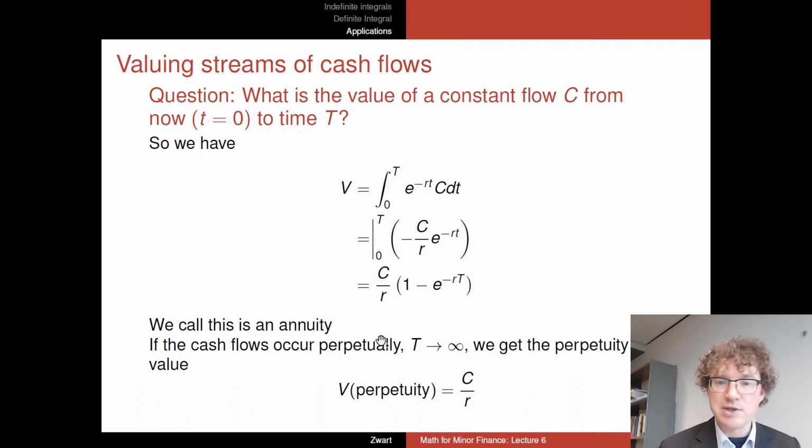And then as we take this T to infinity, so make it larger and larger, you see that this term is getting smaller and smaller until it's 0, and the perpetuity formula accordingly is C over R. And you can of course do similar computations where C is not constant, but might depend on time.